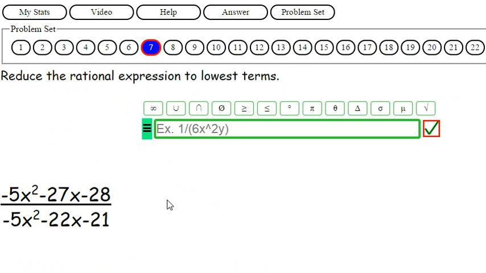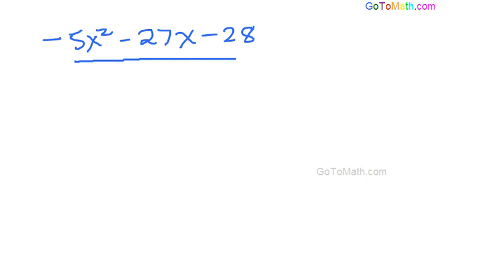Alright, so let's write this one down. We have negative 5x squared minus 27x minus 28, and that's going to be all over negative 5x squared minus 22x minus 21. Alright, so rewriting all that.